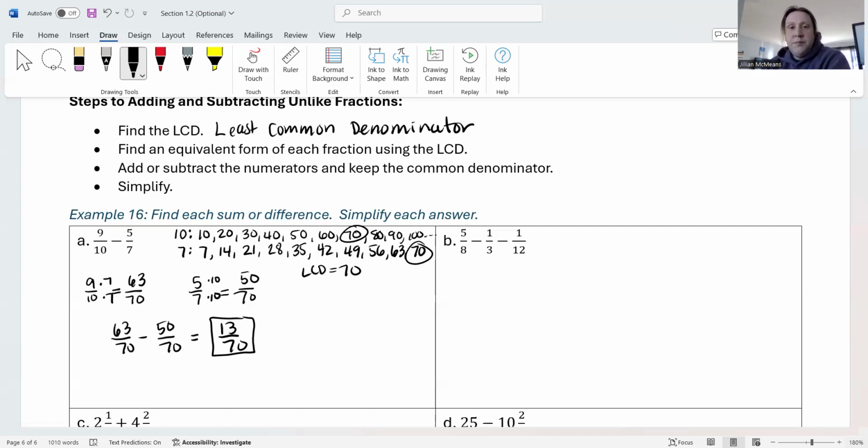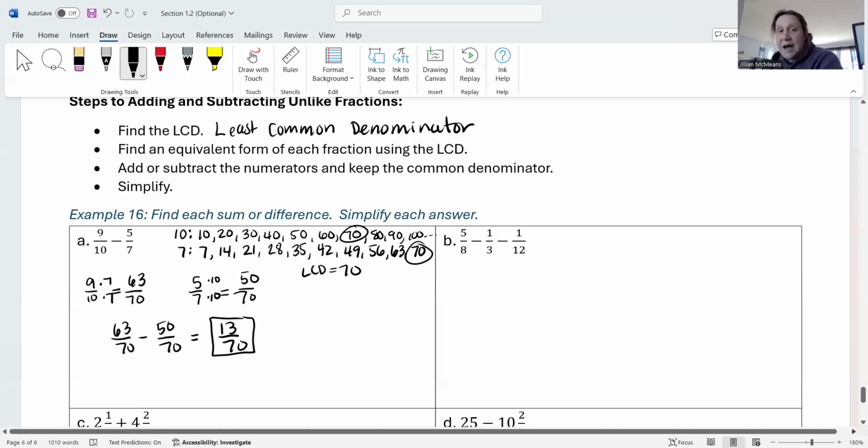Okay. Now, next up, we have 5/8, 1/3, and 1/12. We need to find the LCD here. So I'm going to go ahead and do the prime factorization method. So 8 can be written as 2 times 4. 2 is prime, 4 is not. So I'm going to write 4 as 2 times 2. 3 is already prime, so there is no prime factorization of 3. It is what it is. And then 12, I'm going to write it as 4 times 2, or 4 times 3 rather.